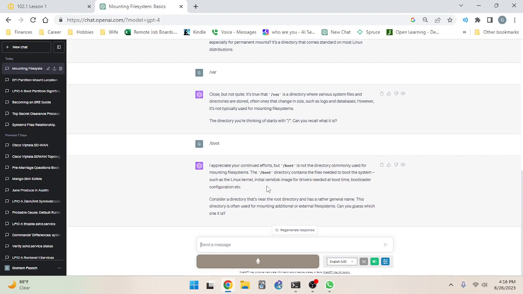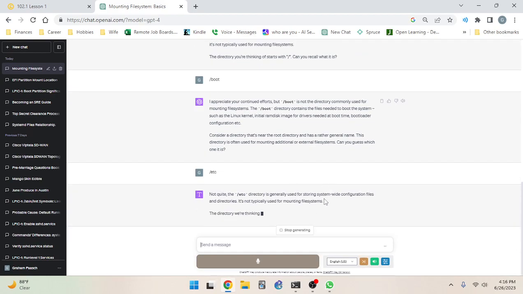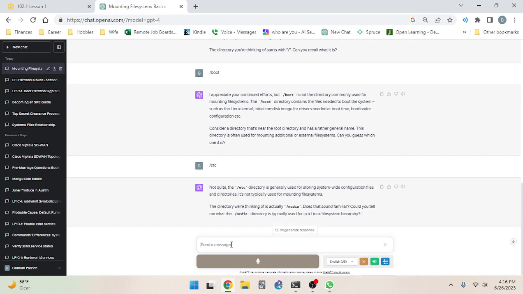I cannot. I guess the next one I know is etc. Let's put that in there. Not quite. The etc directory is generally used for storing system-wide configuration files and directories. It's not typically used for mounting file systems. Oh, shoot. The directory we're thinking of is actually media. Does that sound familiar? Can you tell me what the media directory is typically used for in a Linux file system hierarchy? I remember that. Shoot.